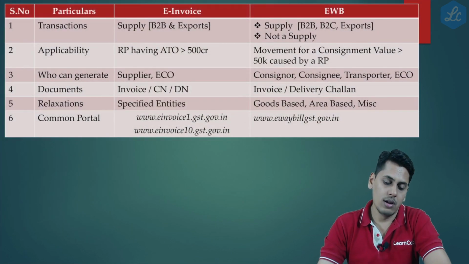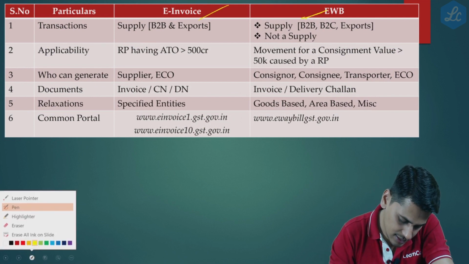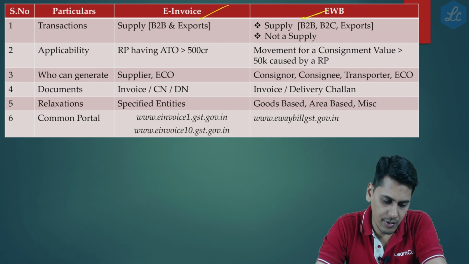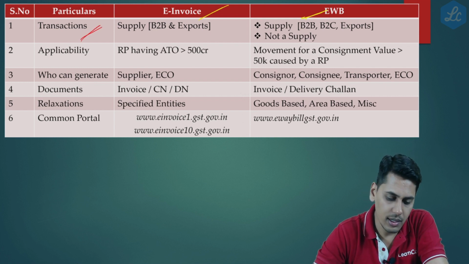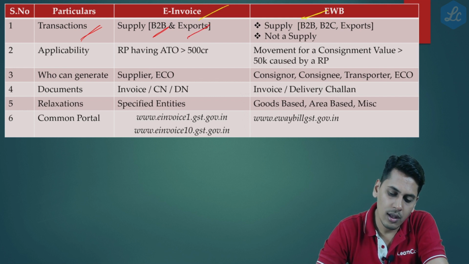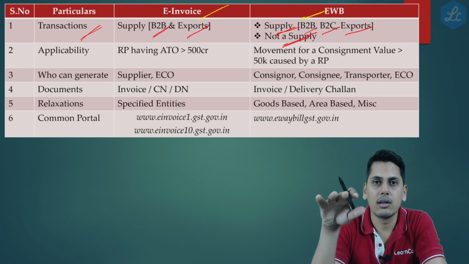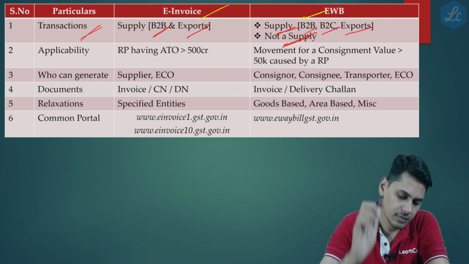Now friends, what is the difference between e-invoice and e-way bill? Just a comparative analysis. The transactions which are covered by e-invoice, it is B2B supplies and exports. E-way bill, the transactions which are covered, supply, let it be B2B, let it be B2C, let it be exports. Also for reasons other than supply, if there is a movement of goods, e-way bill is required.